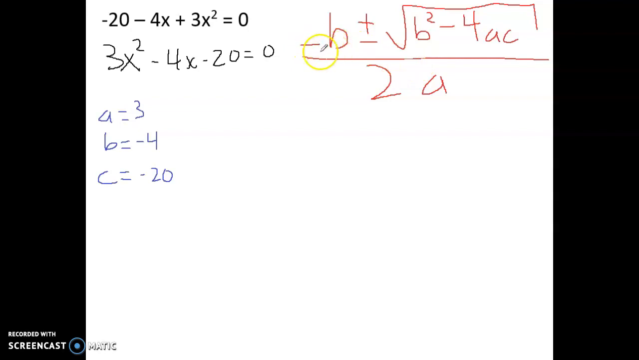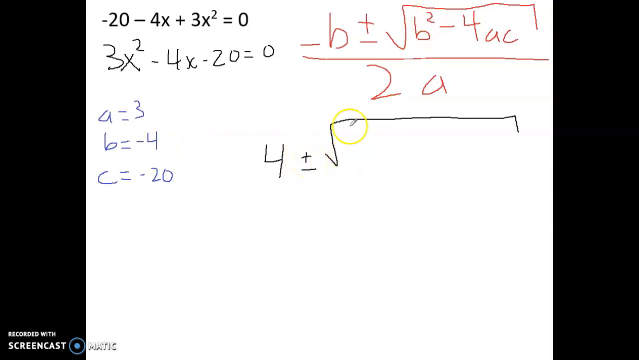So negative B means the opposite of what we have for B. Since we have a minus 4, negative B, the opposite of that, will be a positive 4. And then plus or minus, and all that means is we're going to get two solutions. The first time we run the formula we do a plus and get one solution. Then we run the formula again and do a subtraction, and we get the second solution. But rather than write everything down two times, we just write plus minus to save some time.